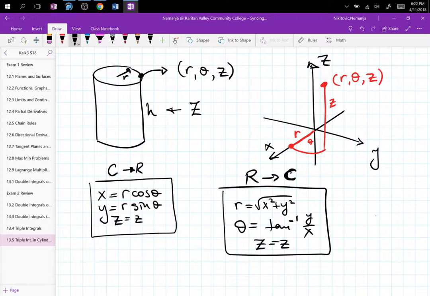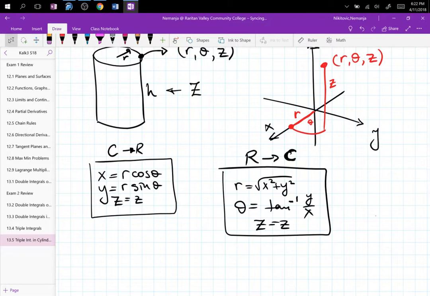Now we need to know these conversions because there will be cases where we have to switch integrals from rectangular to polar coordinates. So mainly that. The other way around is extremely rare. It can be done, but extremely rare.